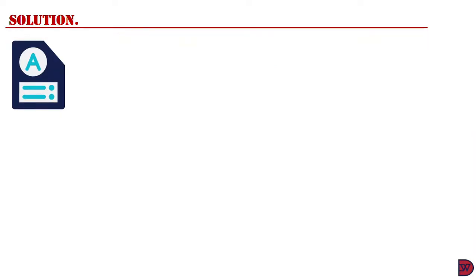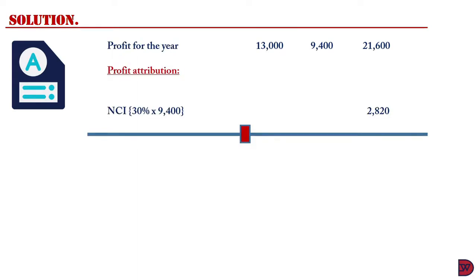When we come to the profit attribution, we bring the profit for the year here. First deal with the non-controlling interest first. Here they had 30% stake multiplied on the 9,400 profit for the year for the subsidiary. It will be 2,820. Then the balancing figure will be $18,720, which is the difference between the profit for the year for the group and that's attributable to the NCI.